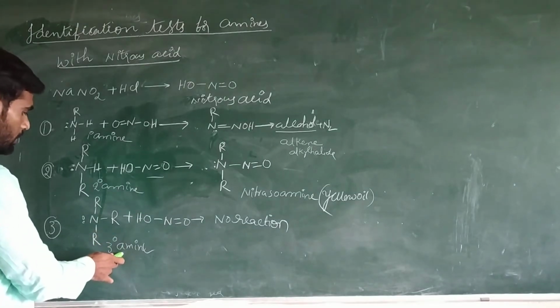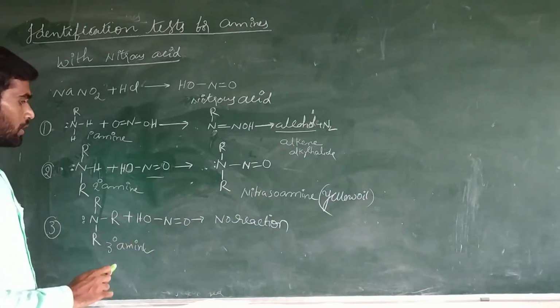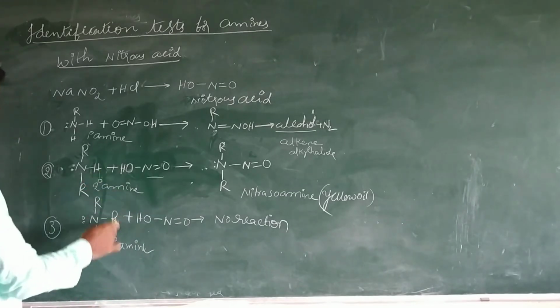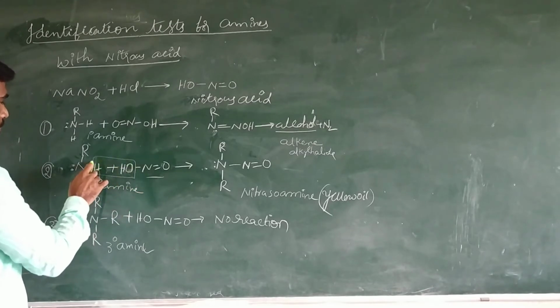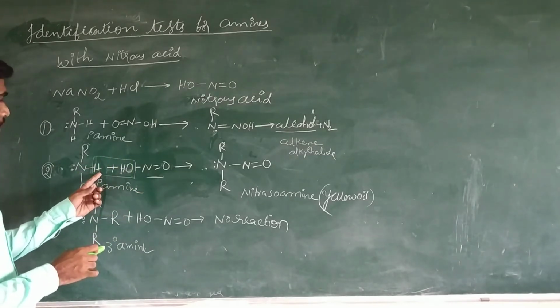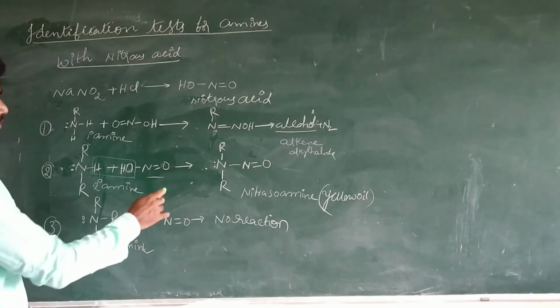Tertiary amine does not react with the nitrous acid because there are no H plus ions. And here, in this case, elimination of water takes place. When this OH and H react, elimination of water takes place.